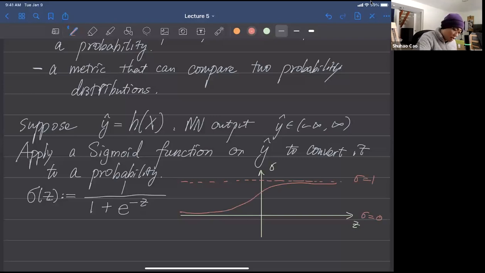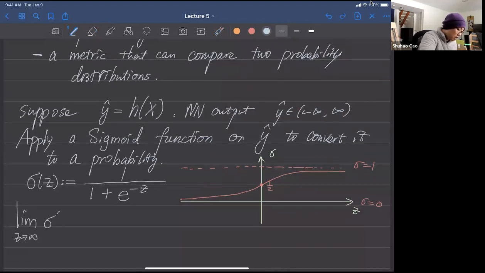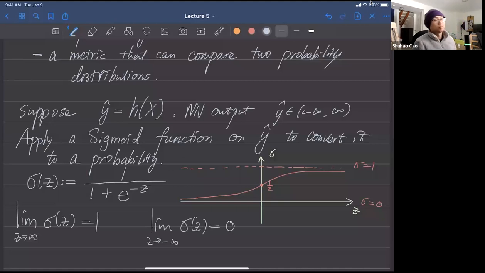Pardon my drawing. This is 1/2. It looks something like this, though the slope right here is sharper. But the sigmoid function looks like this. We can show that when z goes to infinity, this is 1, and when z goes to minus infinity, this is 0. So we just plug our output into the sigmoid function, and suddenly it becomes an estimate of our probability. And let me explain why.